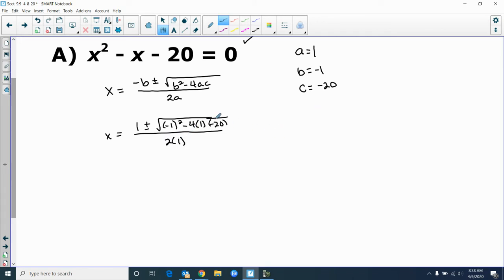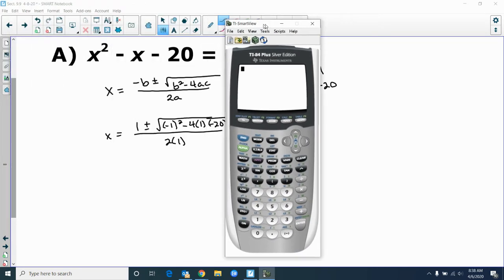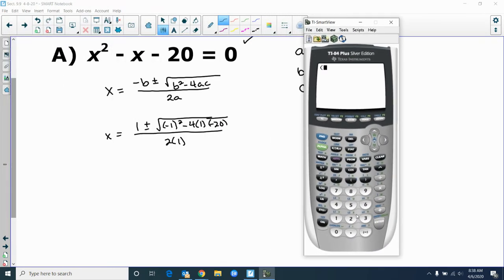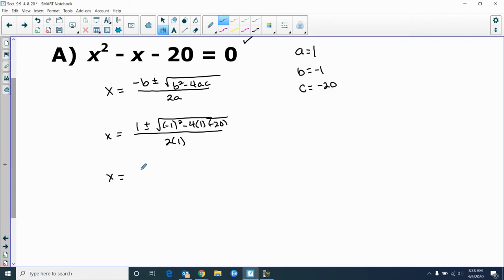All right, the best step now is to figure out what goes under the square root and multiply that all together. Don't worry about the square root yet. So put negative 1 squared minus 4 times 1 times negative 20. Okay, that gives me 81. So x equals 1 plus or minus the square root of 81, divided by 2.